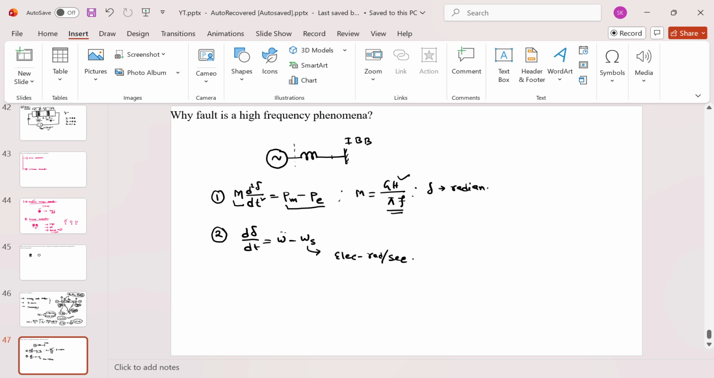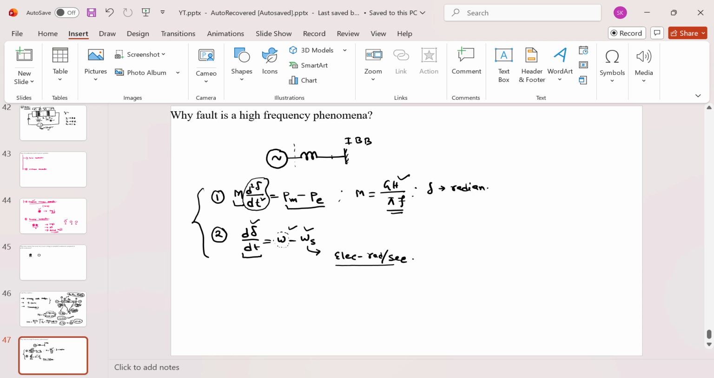Omega is the rotor speed in electrical radian per second, and d delta by dt is also in electrical radian per second, so the unit must be the same for all these three quantities. These two equations are required to analyze why a fault is a high frequency phenomenon. The term d2 delta by dt squared is what we call the rotor acceleration.